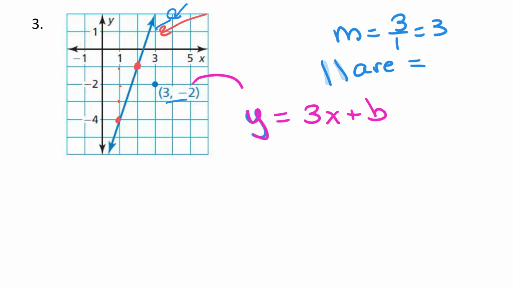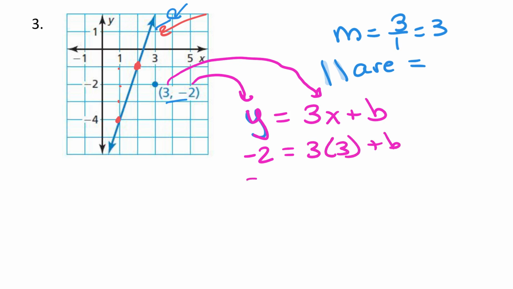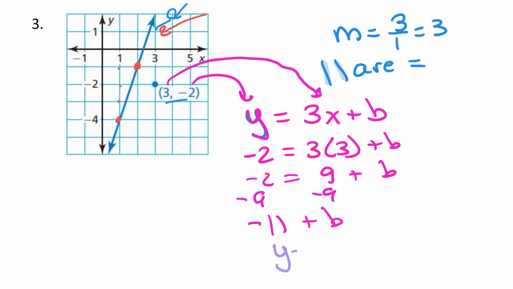Now, I'm going to take that -2 that they're giving me on the graph and plug it in for y, my 3 in for x. And I get -2 is equal to 3 times 3 plus b. -2 is equal to 9 plus b. Subtract 9, -11 equals b. So the equation of this line would be y is equal to 3x minus 11.